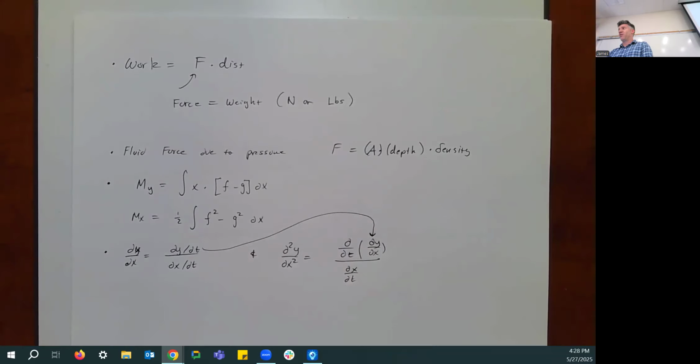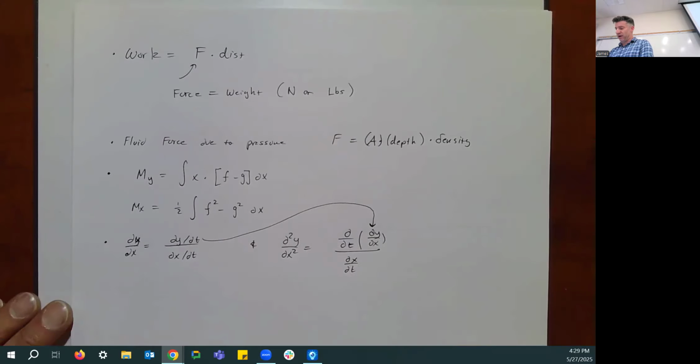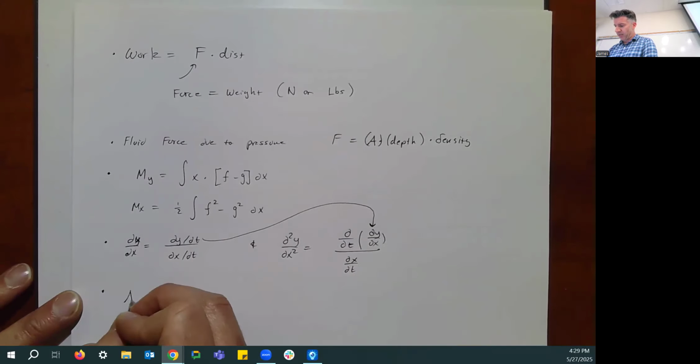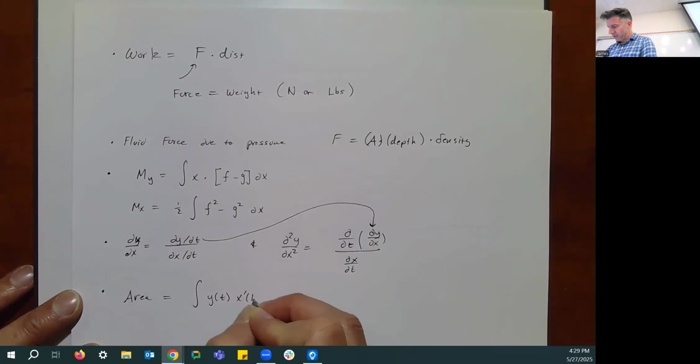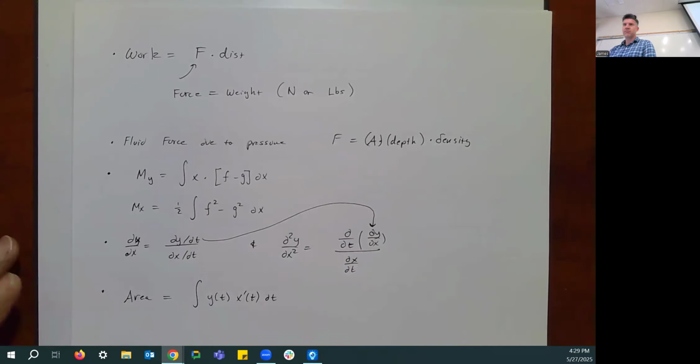I mean, there are other parametric equations things. He could ask you about area, right? Area parametrically is equal to the integral of y of t times x prime of t dt. And I don't really feel like we spent enough time talking about that for it to be as plausible.